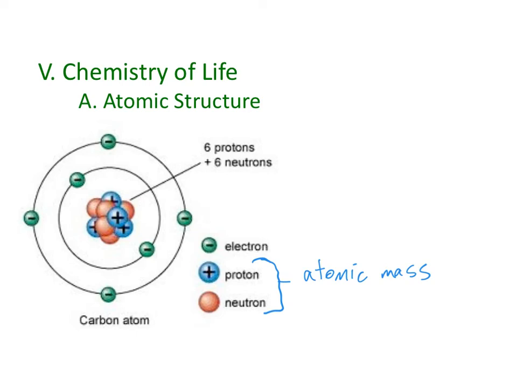But basically, you can have carbon with 6 protons and 6 neutrons, which would give you an atomic mass of 12, or 6 protons and 8 neutrons, which gives you an atomic mass of 14, or carbon 14. We're not going to talk about that much because isotopes are less relevant for human biology.